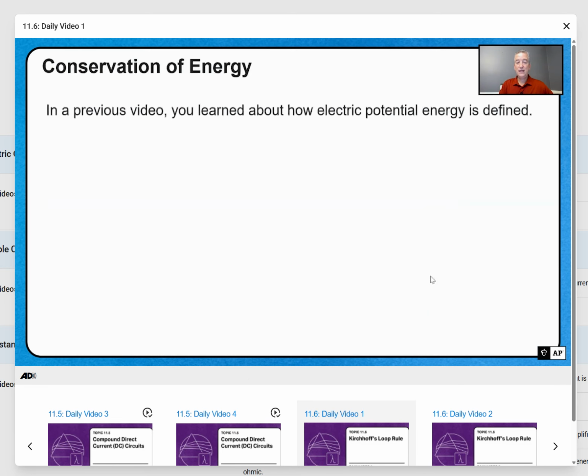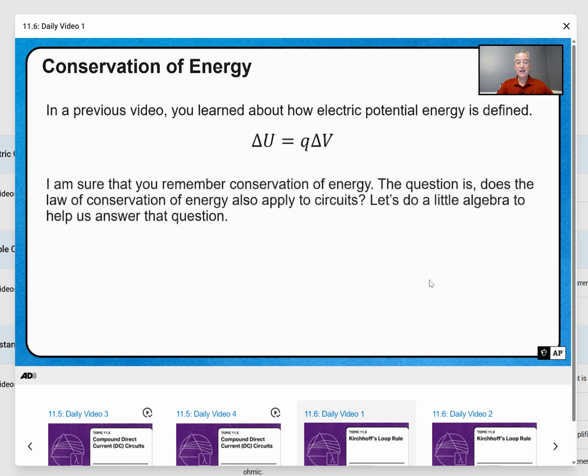Let's review. In the previous video, you learned about how electric potential energy is defined by the following equation: delta U equals Q times delta V. I'm sure that you also remember conservation of energy. The question is, does a law of conservation of energy also apply to circuits? So let's do a little algebra to help us answer this question.